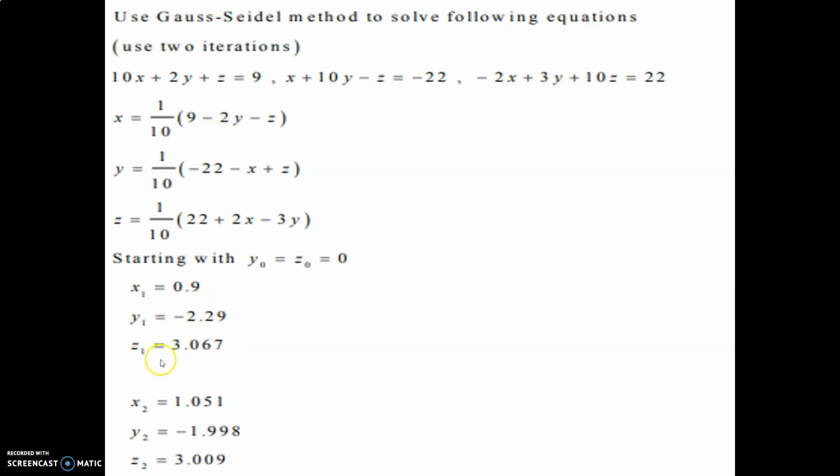we derive x1 0.9, y1 minus 2.29 and z1 3.067, x2 1.051, y2 minus 1.998 and z2 is 3.009.